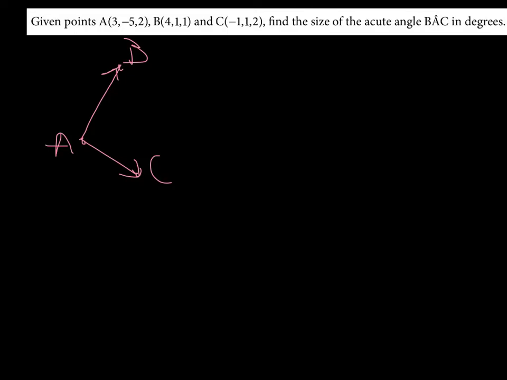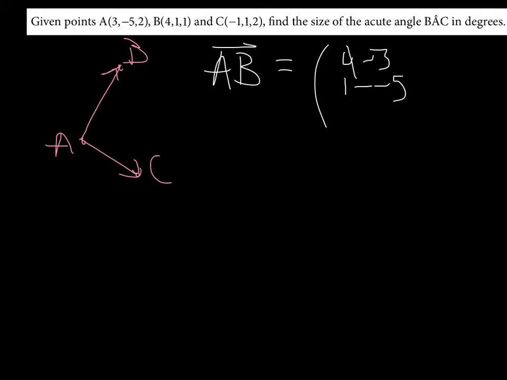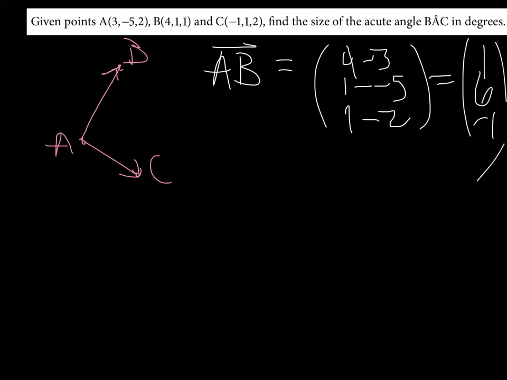So here we go. First we need AB. To find vector AB, we take the terminal point minus the emanating point. So we're going to do 4 minus 3, and then 1 minus negative 5, and then 1 minus 2. So vector AB is given by the column vector 1, 6, negative 1. And then we need vector AC.